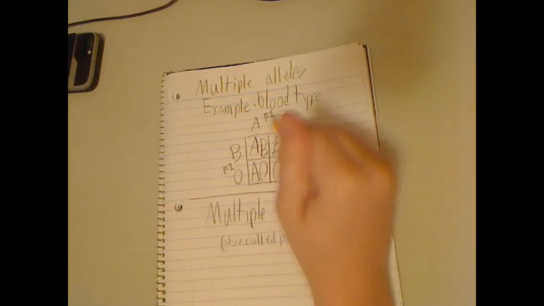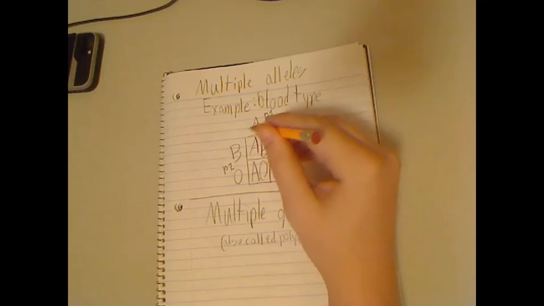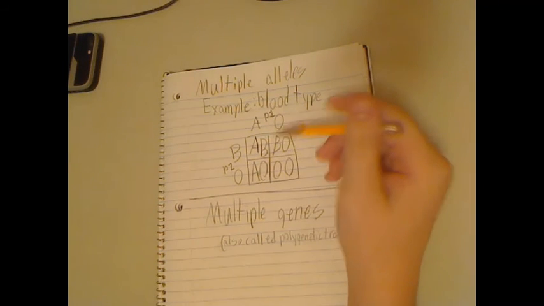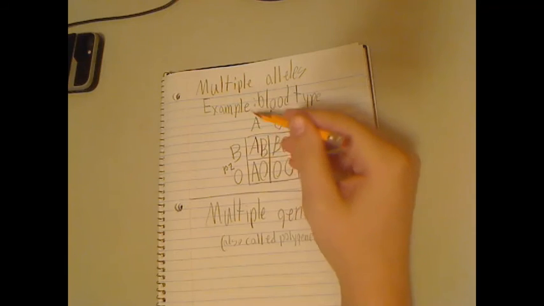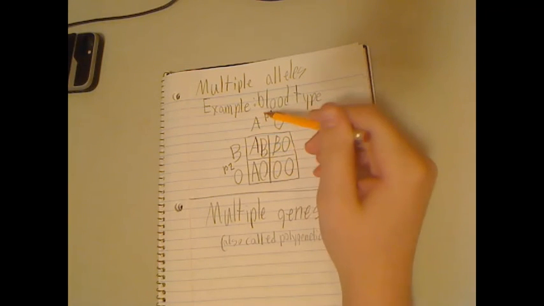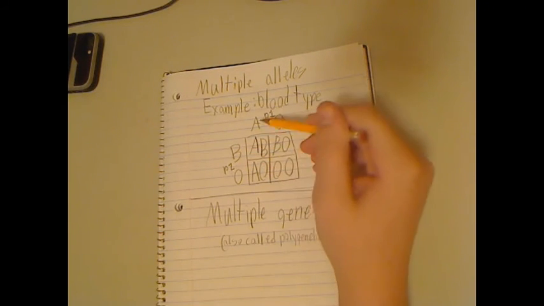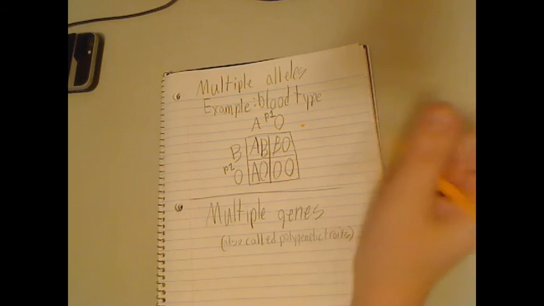But sometimes you do experience cases where there are more than two possibilities. In this specific scenario, A and B are codominant, but both of them are dominant compared to O. So if it's B and O, then it will be B. If it's A and O, then it will be A. But if it's A and B, then it will be A and B. And if it's O and O, then it will be O.